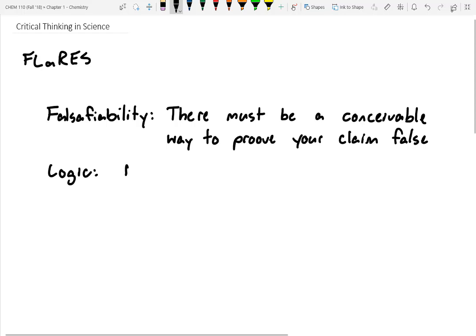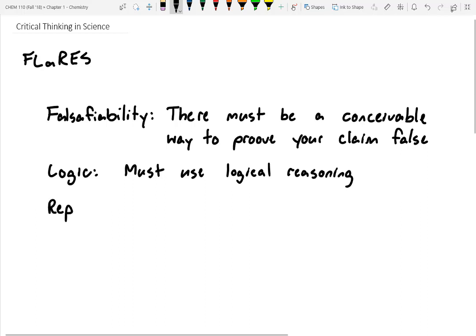Next one is logic. You must use logical reasoning. Essentially, that means get away from the mystic side. Like I said with my roses, me dreaming about roses doesn't really follow much logic as to the roses' growth patterns.